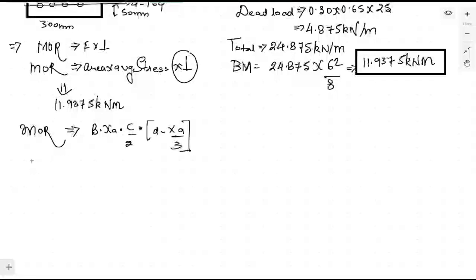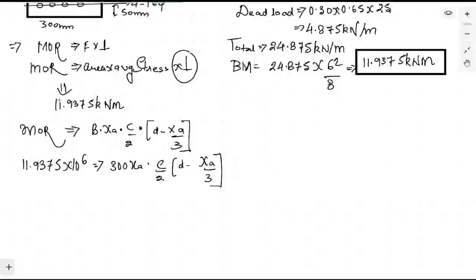Now, you know the moment of resistance value. This is 11.9375 into 10 to the power 6. B value you also know, 300. This is XA. C value we didn't know. This is D minus XA, and XA is also unknown. So basically in this equation, two things are unknown: one is C and another is XA. If you want to calculate the value of C, then first we have to calculate the value of XA.